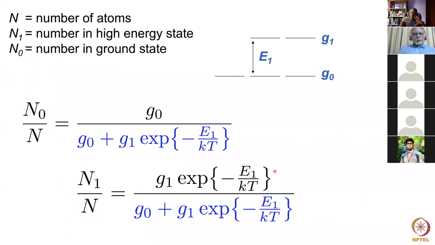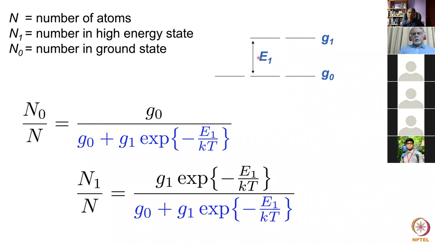Right. In order to go through the derivation, I'm going to go through a very simple case where we have just two energy levels. This is the ground state here, and this is a higher energy level by this quantity E1. And g represents the degeneracy of states. That means at this state, I have two equivalent states with the same energy. Okay, and in the ground state, I have three equivalent states with the same energy, which is zero in this case for the ground state.